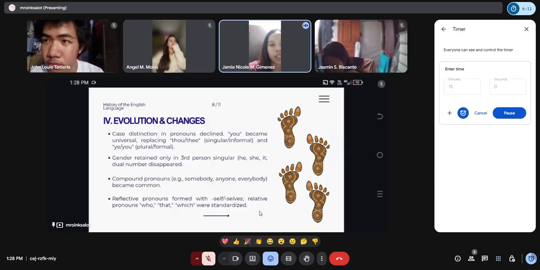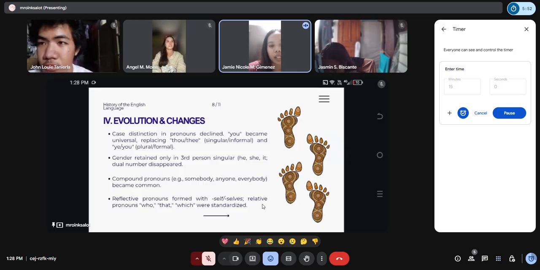The most striking change was the shift from thou and thee to you, a transition driven by both linguistic simplification and social factors like politeness and formality. By the early 18th century, you had become the universal pronoun in both everyday and formal contexts. Other developments included the rise of compound pronouns such as anybody, someone, and everybody, many of which had roots in Middle English but became more common in the 1500s and 1600s. Reflexive pronouns standardized into forms ending in self or selves, while who began to replace that and which as the preferred relative pronoun for people.